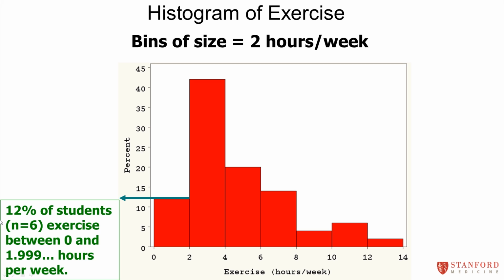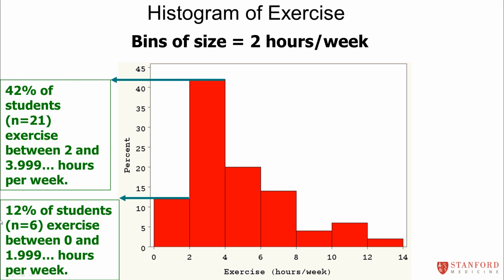It happens to be that in this statistical program, the higher value in the bin is not included in that bin. So it's going to be 0 all the way up to, but not including 2. Anybody who's exactly 2 will be included in the next bin. So you just have to know that about the way that this particular program groups things.